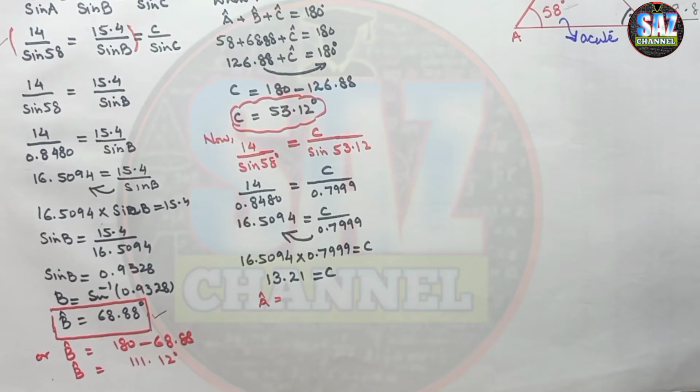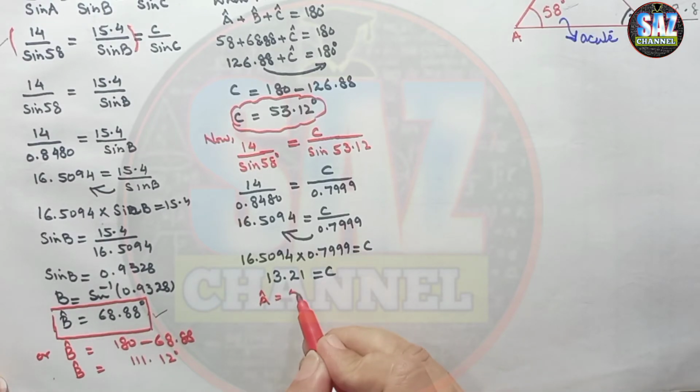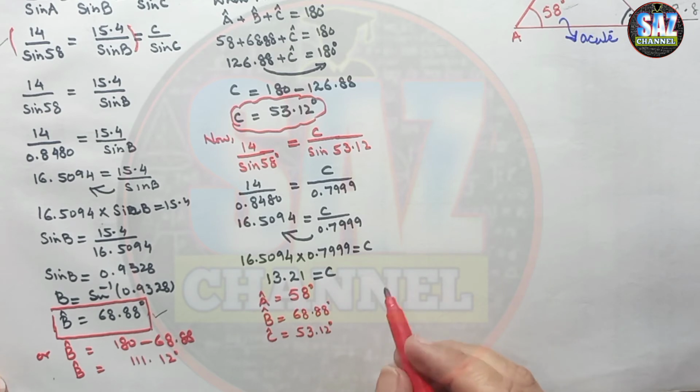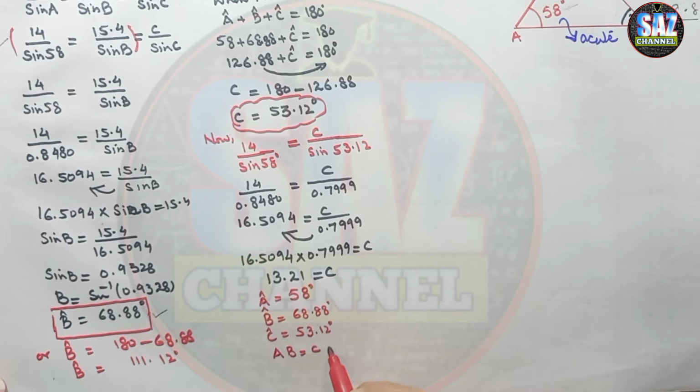Okay, so the first set of solution that we are getting is angle A equals 58 degrees, angle B equals 68.8 degrees, angle C equals 53.12 degrees, and the length AB, which is equal to C, is 13.2 or 21 centimeters. I hope you are clear about the first set of solution.